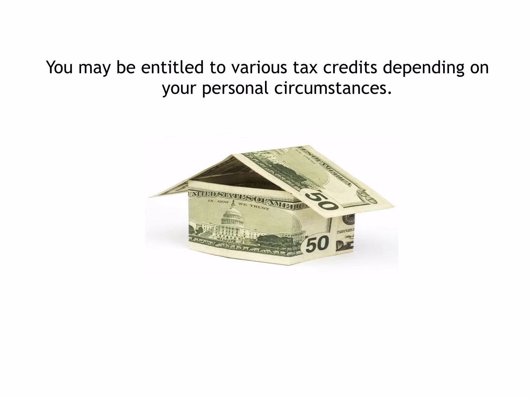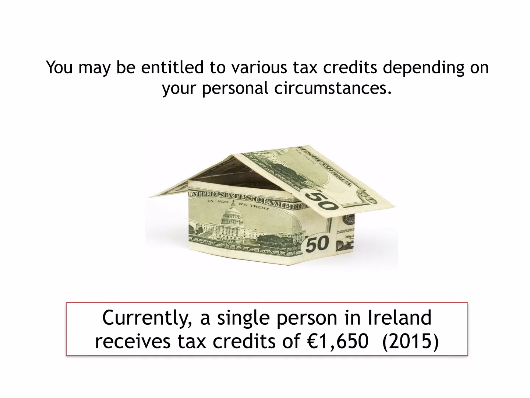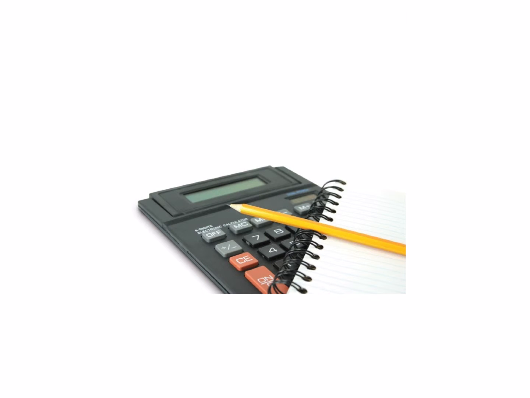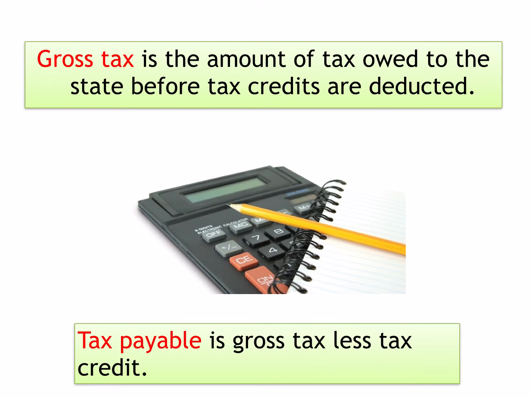You may be entitled to various tax credits depending on your personal circumstances. Currently, a single person in Ireland receives tax credits of €1,650. Gross tax is the amount of tax owed to the state before tax credits are deducted. Tax payable is gross tax less tax credit.